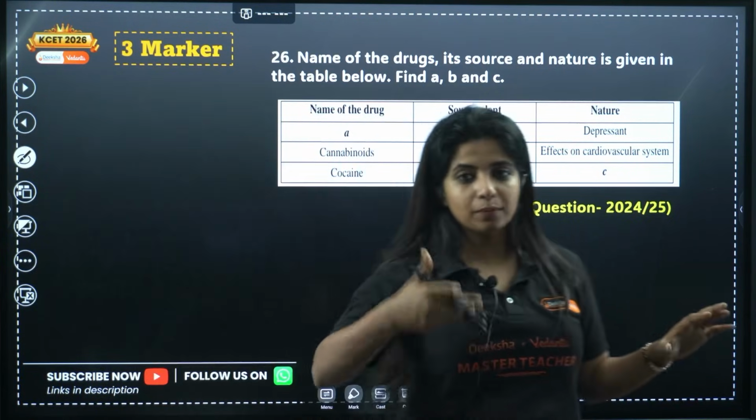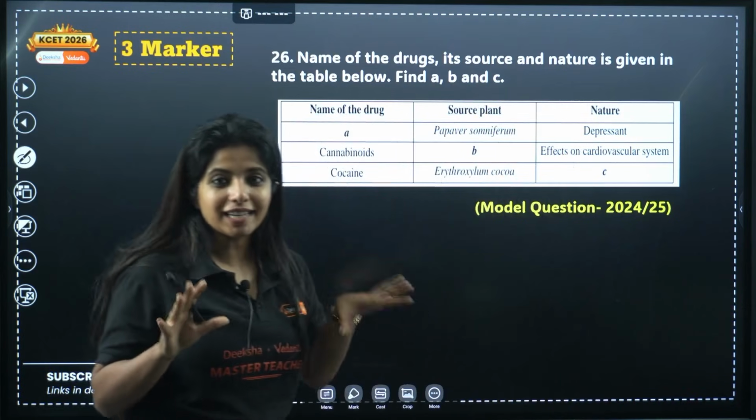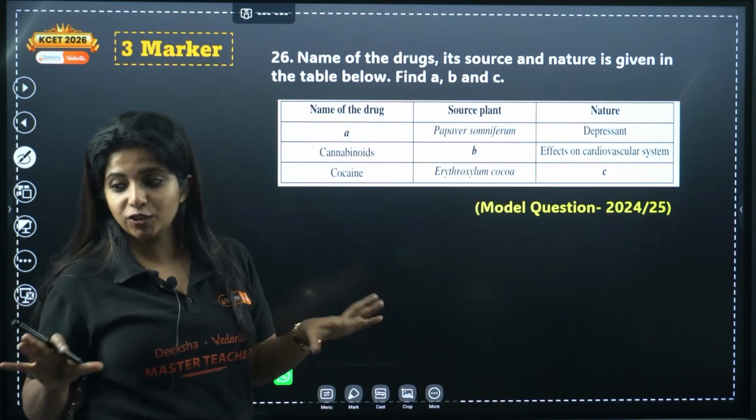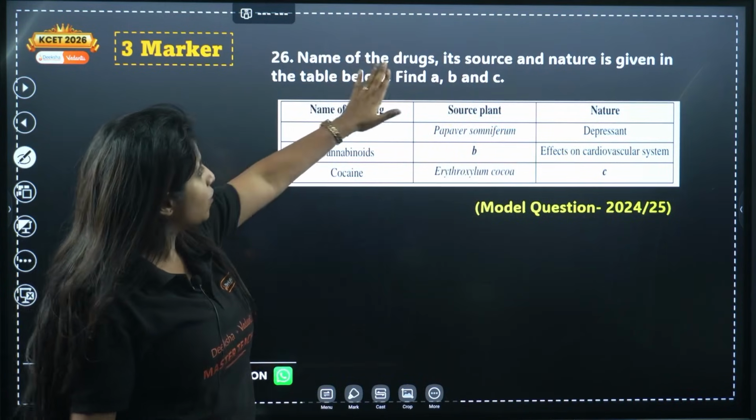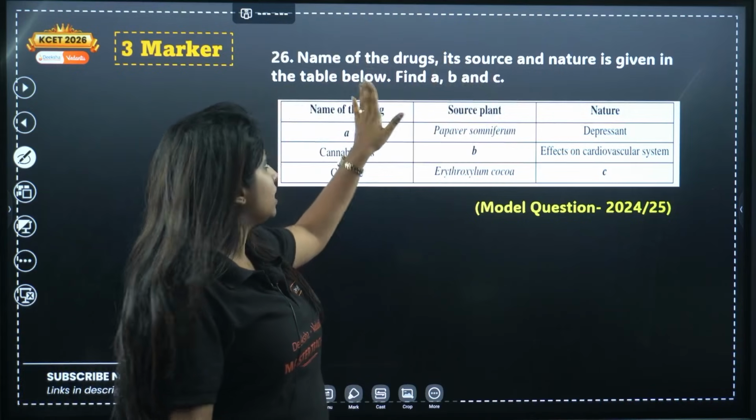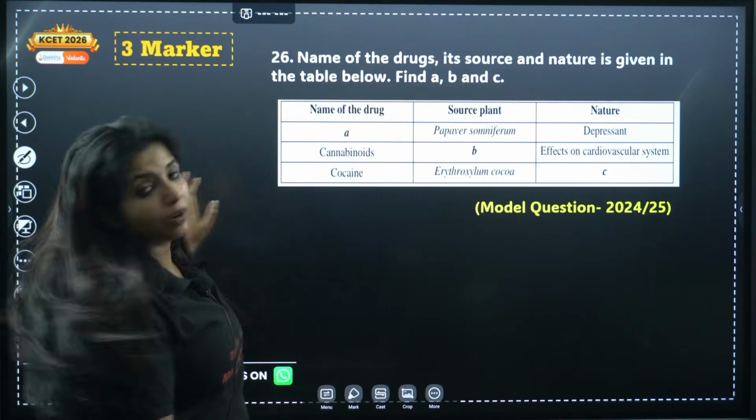Now we'll move on to 3 marker and 5 marker. There are only a few. We are going to end this session really soon, so don't worry. So the names of the drugs, their source and nature are given in the table below. Find A, B and C. So what is A, B and C?